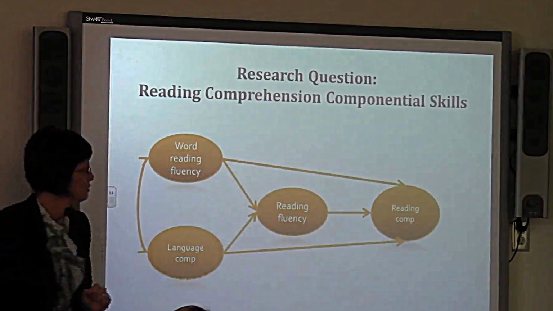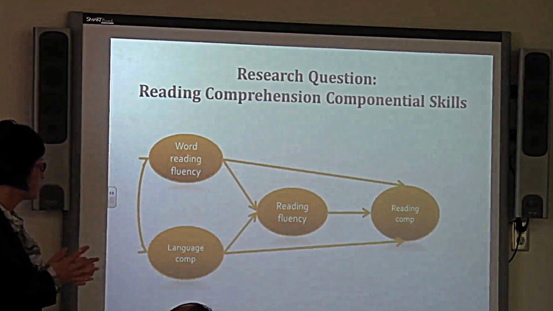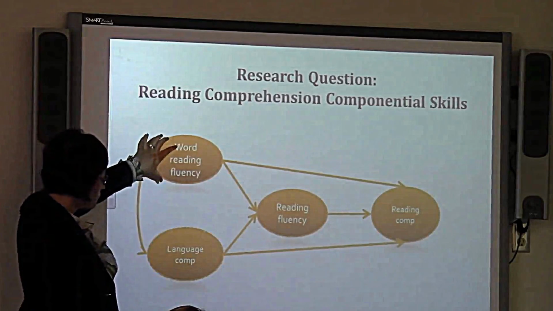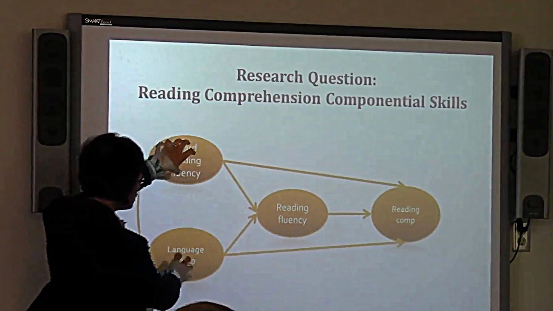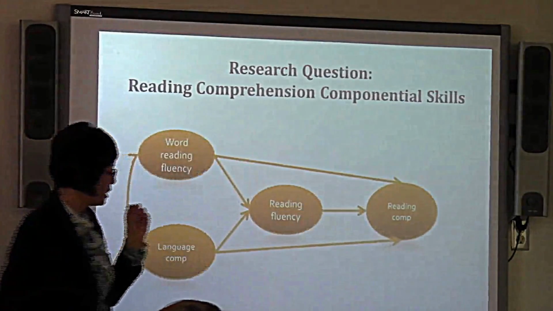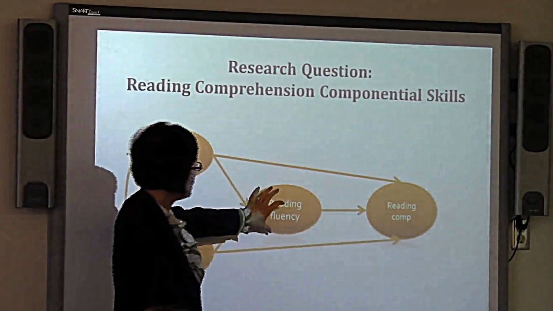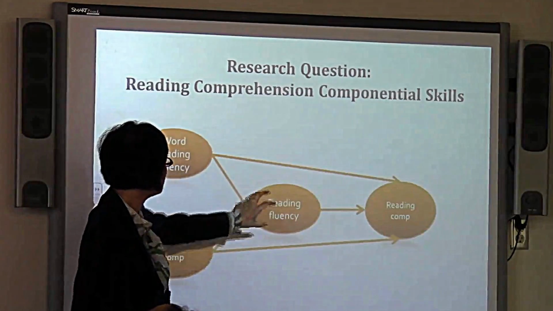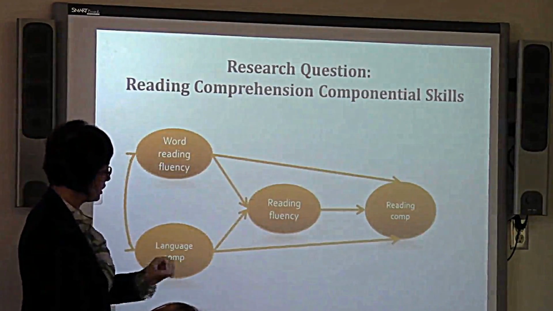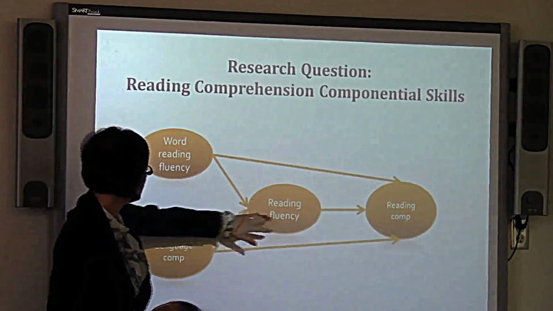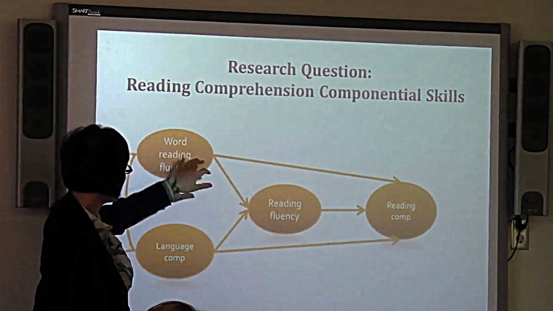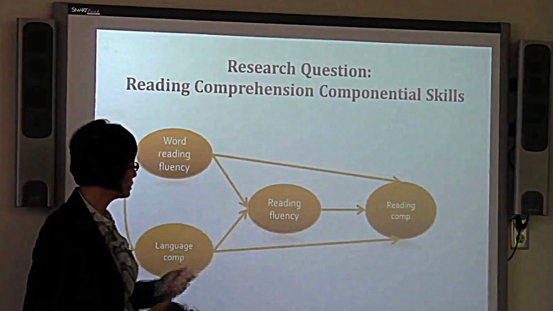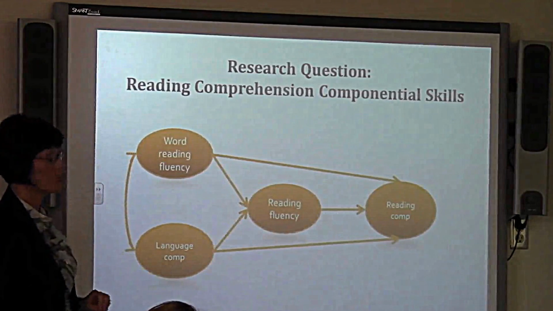So in the present study that I'm going to present, this is what I examined essentially. There is word reading fluency, there's language comprehension, and we know they're important for reading comprehension. But it's been suggested that reading fluency may act as a mediator. But some hypotheses suggest that reading fluency is not just mediating between word reading and reading comprehension, but is also influenced by one's language comprehension. So this is what we examined.